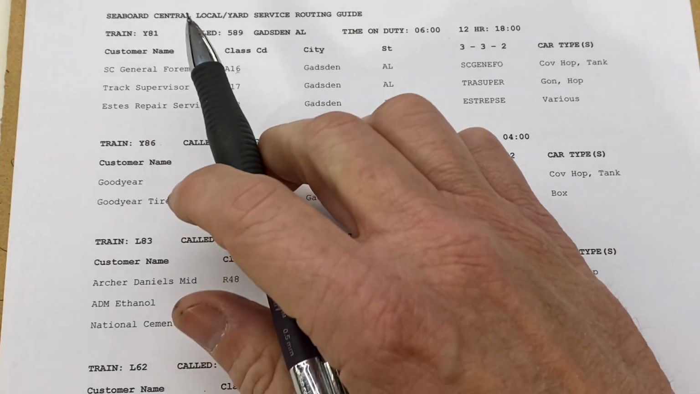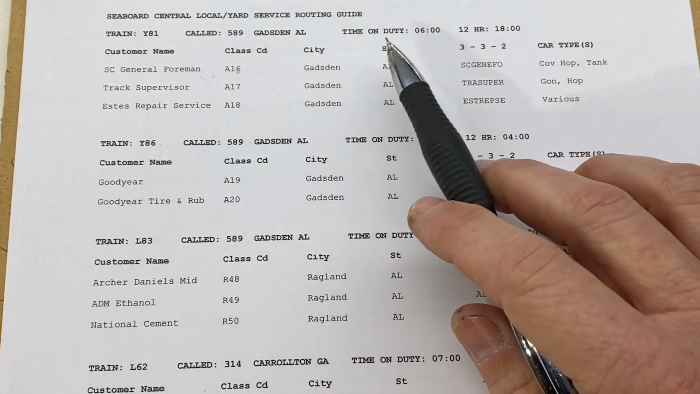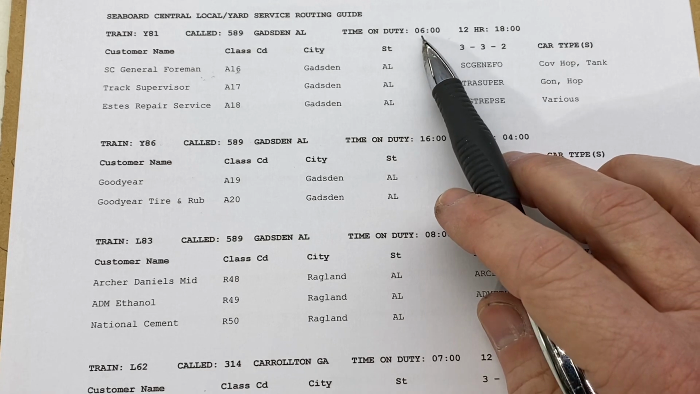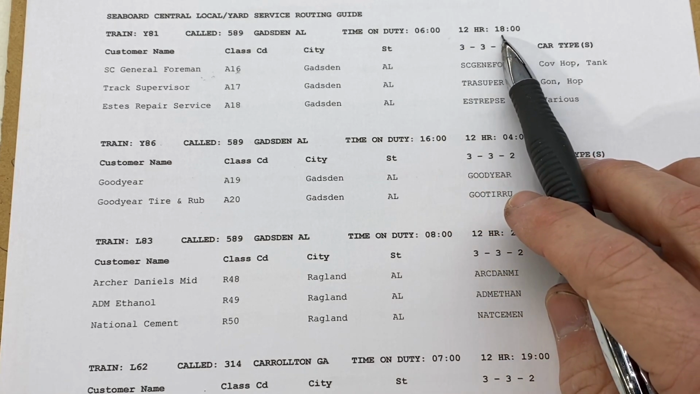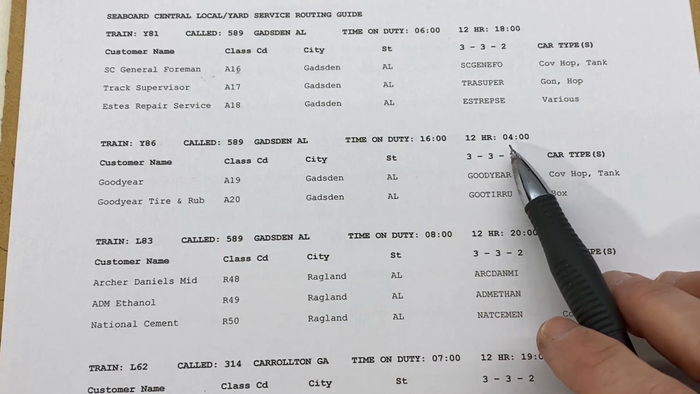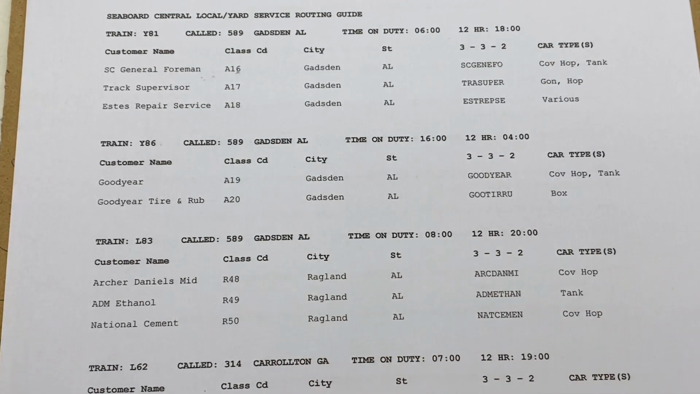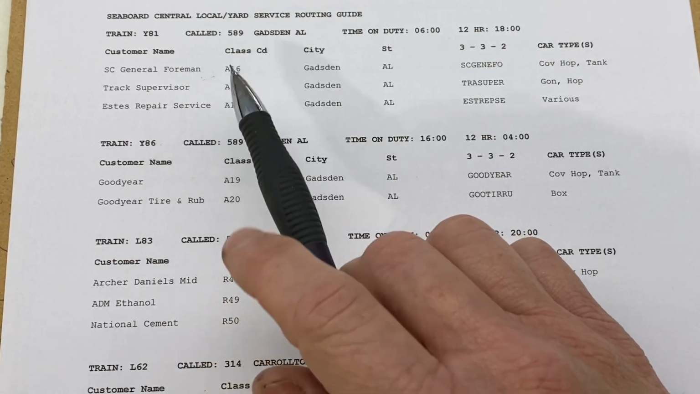You'll see at the top I have my 2 yard jobs, train Y81 and Y86. With Y81 going on duty at 6 a.m. and its 12-hour limit is 6 p.m., and Y86 going on duty at 4 p.m. with its 12-hour limit at 4 a.m. So besides switching the yard, Y81 also works the shop area.